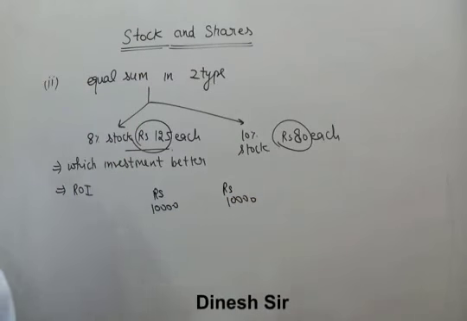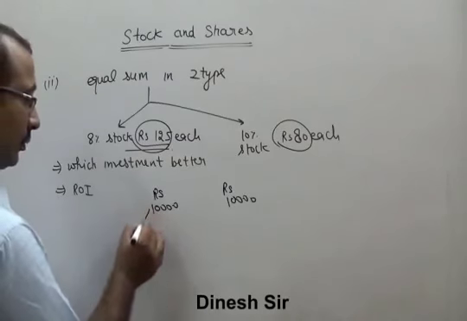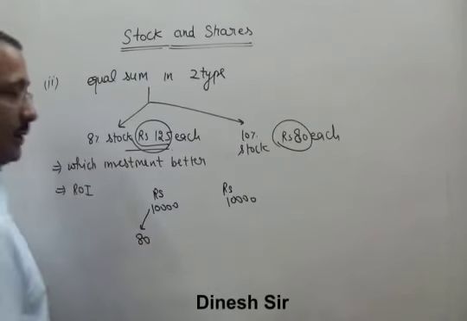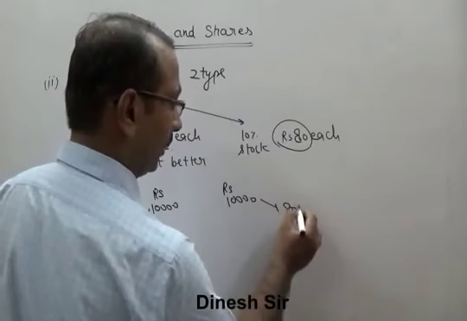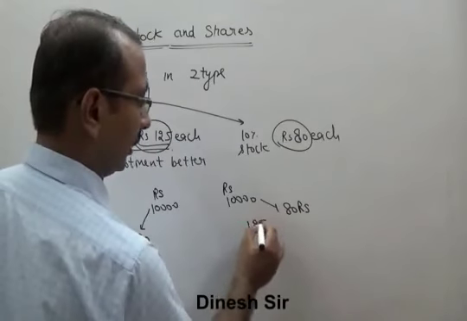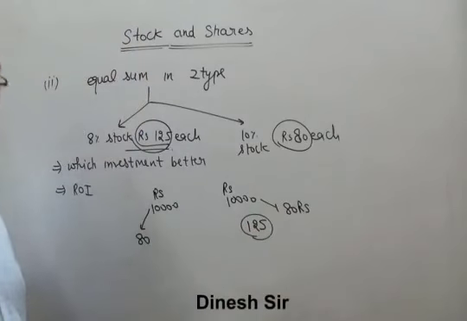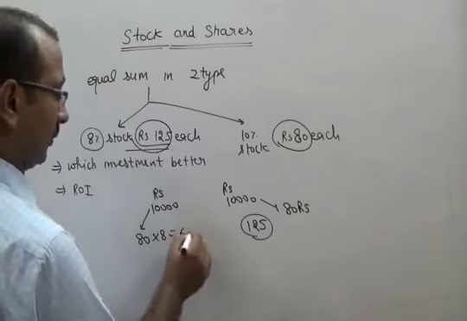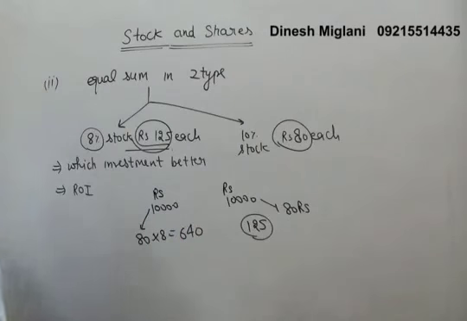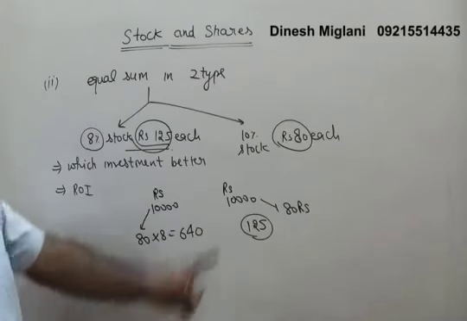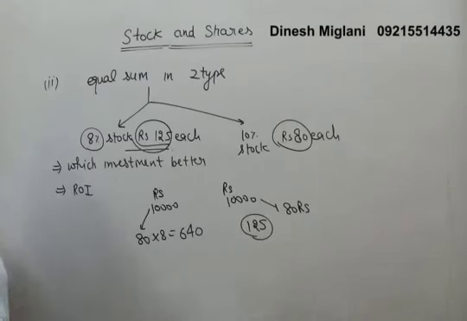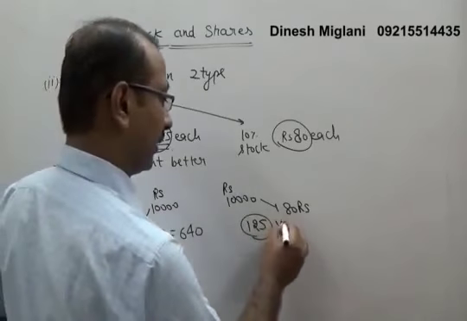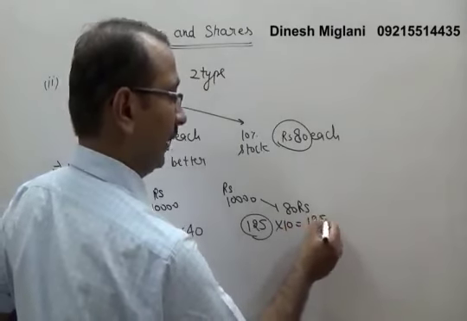Now in the first scheme, if we invest 10,000, the price of the stock was 125, it means the number of stocks is equal to 80. In the second scheme, the price of the stock was 80, meaning the number of stocks is equal to 125. Now after that, on one stock he gets 8% interest. On 80 stocks, the total interest was 640. Here on one stock he gets 10% interest, it means rupees 10. On 125 he gets 125 into 10, that is 1250.